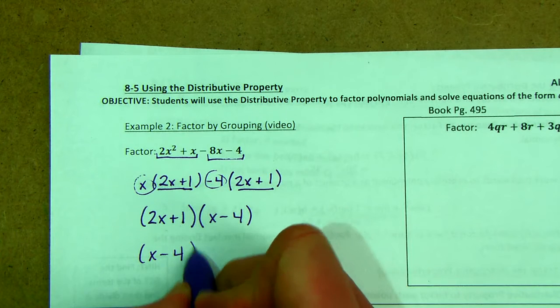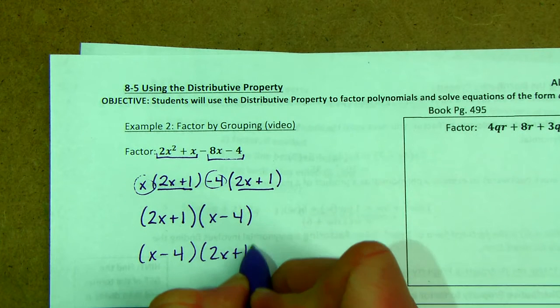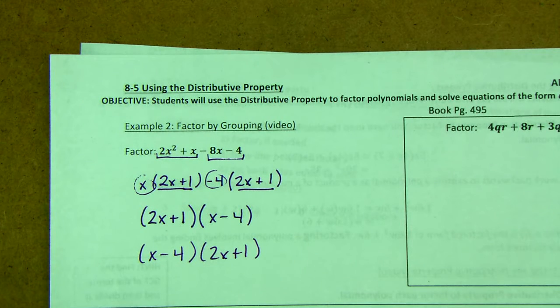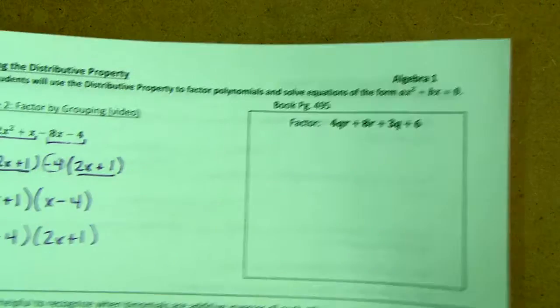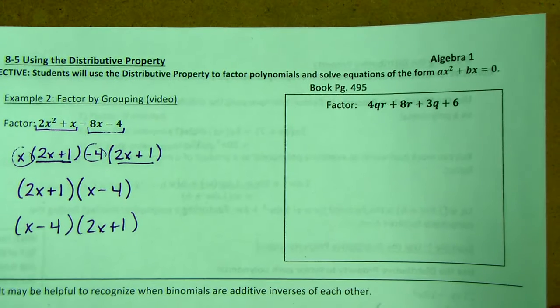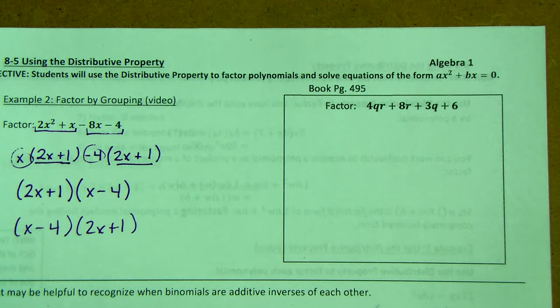Okay, so moving on, let's try this one in the box. All right, we have 4QR plus 8R and 3Q plus 6. I'll notice in my first two I can take out an R. I can actually take out a 4 as well. And in my last two, I only have one Q there. I could take out just a 3. So let's try that. So I'm going to group them, just leave them as they are. I don't have to move them around. We could if we wanted to.